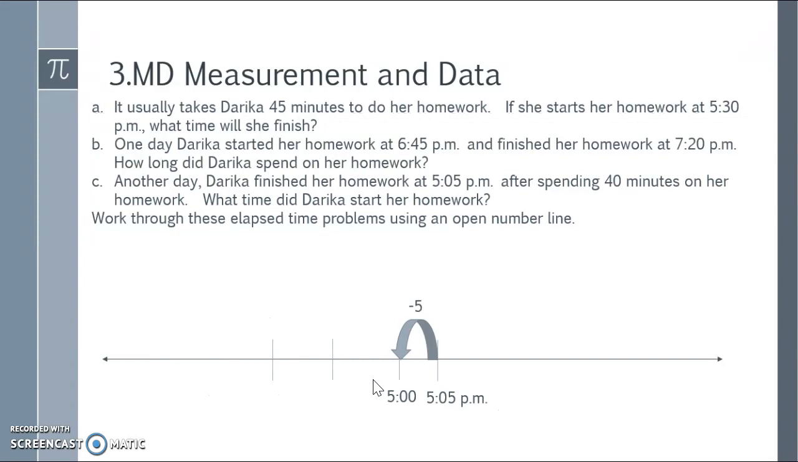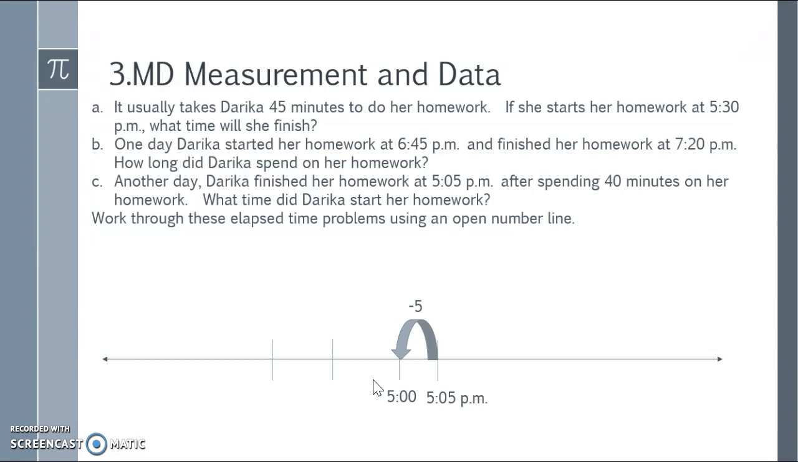So another day, Derica finished her homework at 5:05. After spending 40 minutes on her homework, when did she start? So remember, it's elapsed time. So we finished at 5:05. So we need to work our way backwards to find out when we actually started.